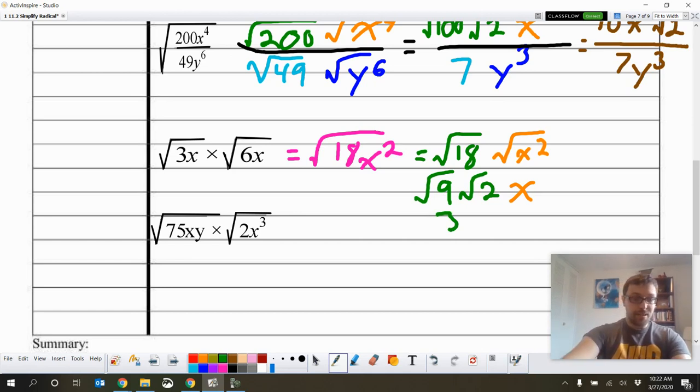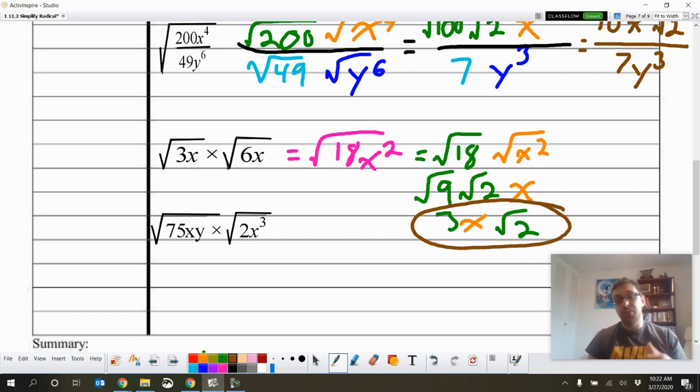Bring that x to the front for our good manners. Also, it would be marked wrong. So manners and points, double reason. So we get 3x square root of 2. Square root of 2, as we talked about earlier, doesn't turn out to be anything nice.